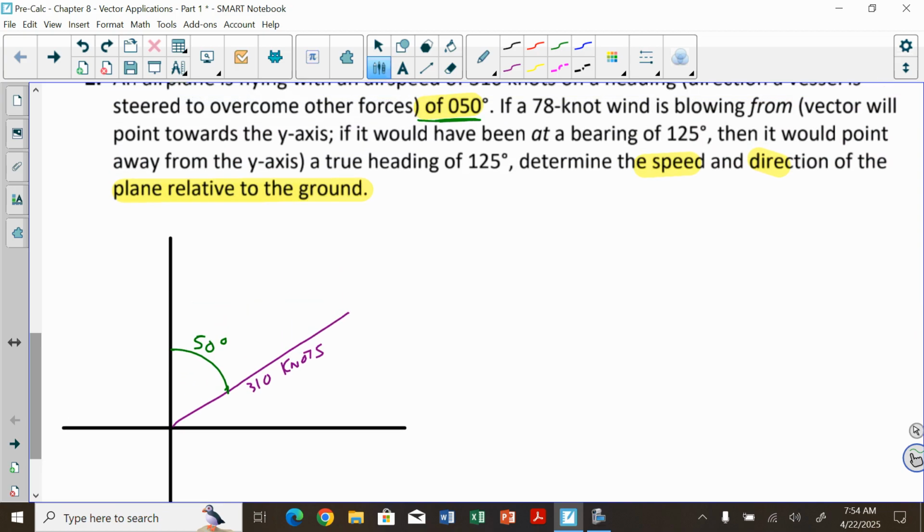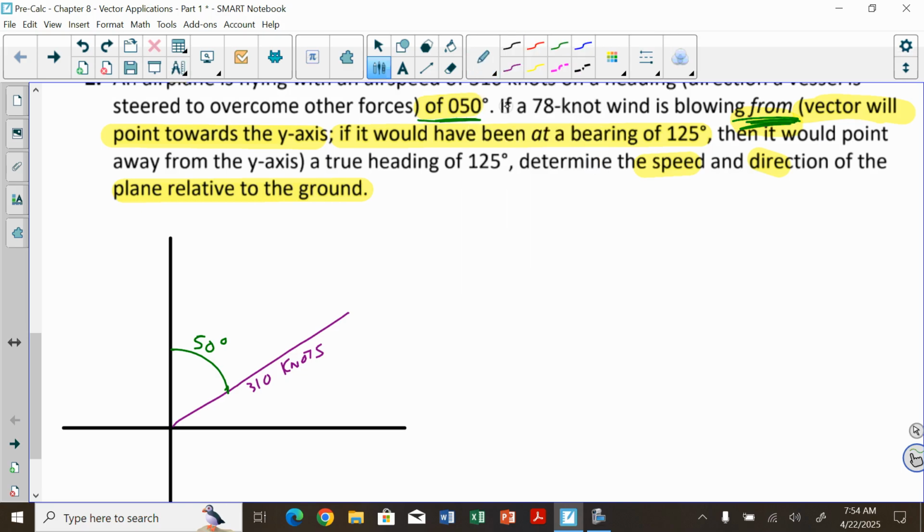Now, here's the next part. This is where it gets a little tricky on this one. It says a 78 knot wind is blowing from. That means it's going to point towards the x-axis. Just want to point that out. It's blowing from, so it's going to point to the x-axis, with a true heading of 125. If it would have said a bearing of 125, then it would point away from the y-axis. But in this case, it says from.